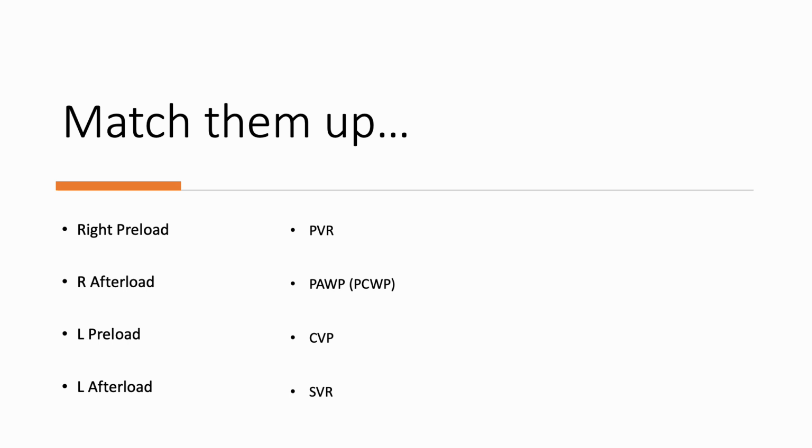But here is how the parameters should match up based on cardiac preload and afterload. Your right preload matches with CVP, or central venous pressure, because CVP measures the pressure in the right atrium, indicating right-sided filling pressures. Right afterload should match up with pulmonary vascular resistance, PVR, because PVR reflects the resistance the right ventricle must overcome to pump blood into the pulmonary circulation.